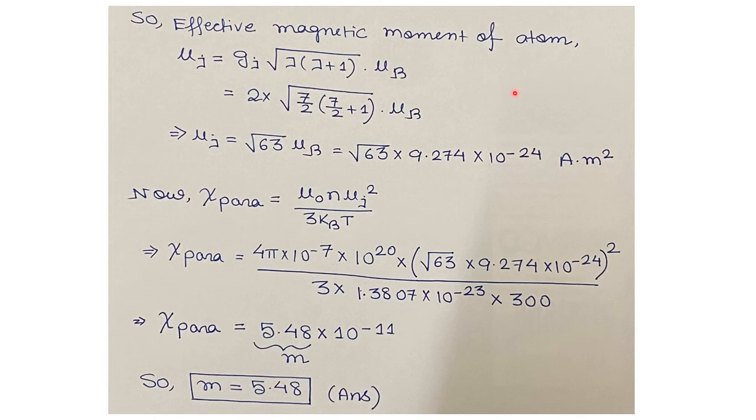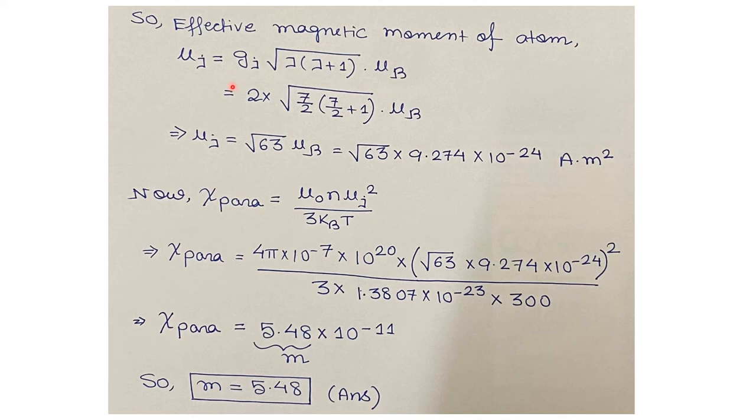Now we will calculate the effective magnetic moment per atom. The effective magnetic moment per atom is given by mu j, which is given by this formula, that is mu j equals Gj times root over j times j plus 1 times mu b. Here Gj is the Landé g-factor of the atom, J is the total angular momentum quantum number of the system, mu b is the Bohr magneton.